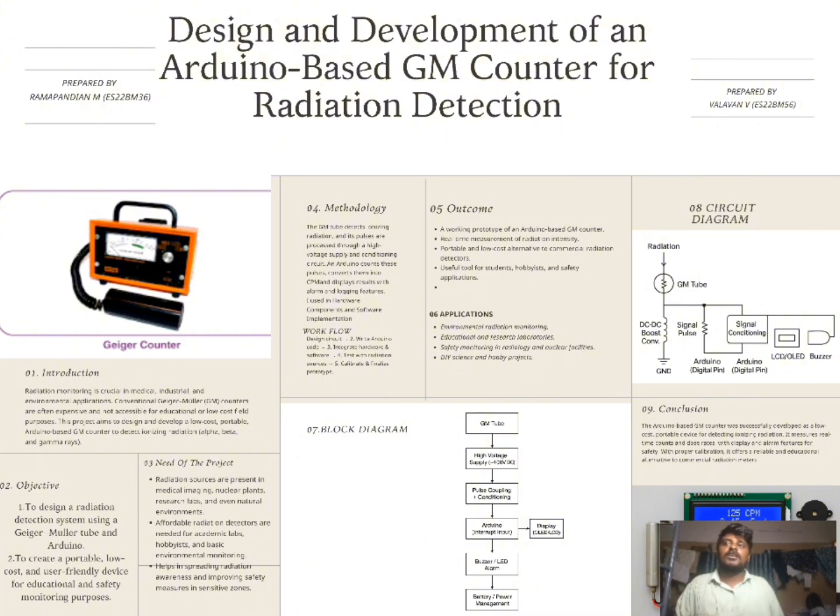Block diagram of the GM counter: the GM tube detects radiation with a high voltage supply. Next, pulse conditioning, and the Arduino input is used in the GM counter. The output is displayed on the LCD circuit. Conclusion of my project: a low cost, portable radiation detector device.